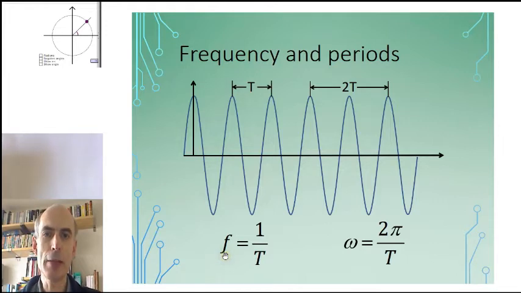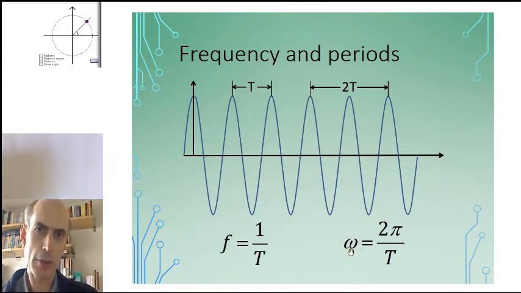The frequency in hertz is 1 over the period, 1 over T. But there's another way of specifying the frequency, and that's in terms of something called radians per second, which I usually write as a lowercase Greek omega, like this. And that is to define the frequency in radians per second as 2 pi divided by the period. So, the frequency in radians per second is 2 pi times the frequency in hertz.